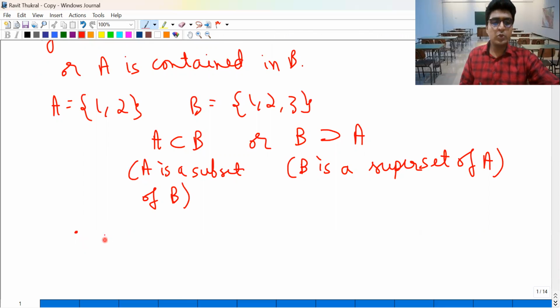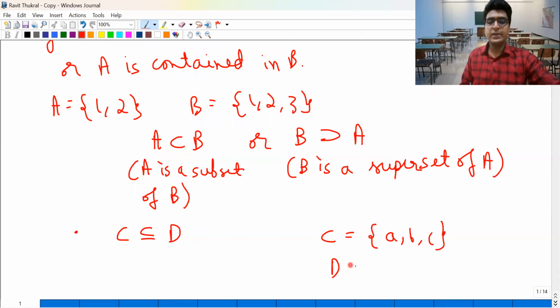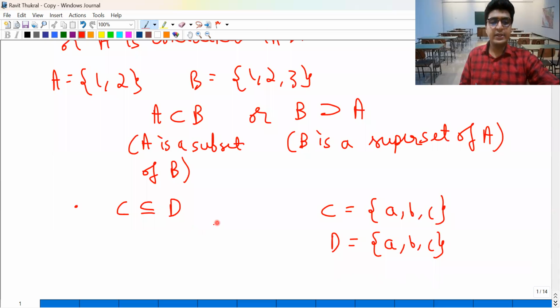If two sets are equal, let's say two sets are equivalent, and the sets are C and D, then we say that C is an improper subset of D. So there is a set C which has elements A, B, and C, and there is another set D which again has A, B, and C. So we won't say that C is a subset of D. Actually, it's an improper subset of D because they both are equal.